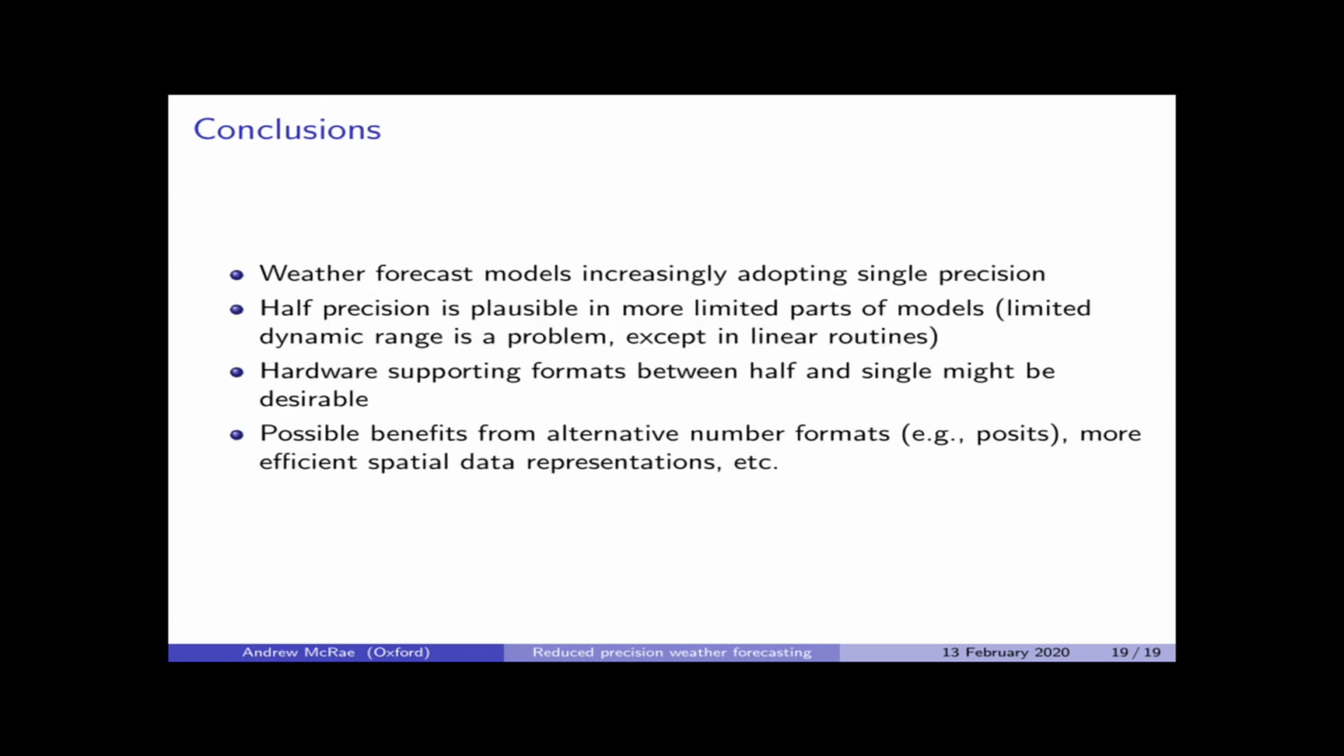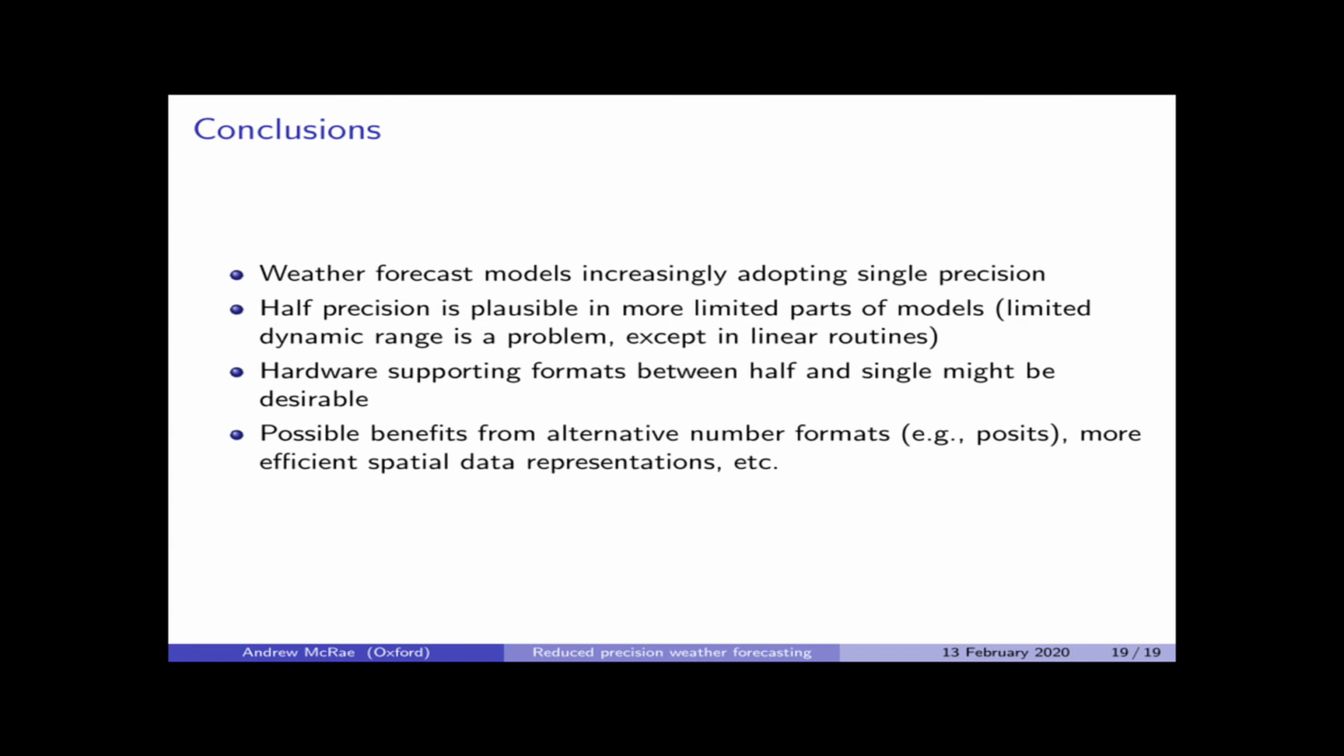Okay, so I'll wrap up here. So the conclusions: several centers are now heading towards single precision. There are several projects going on where various centers are rewriting their models, and they tend to keep the option open of switching to single precision at some point, even if they don't plan to do that straight away. We've been investigating the range between single and half precision in an academic context, and we're finding that we can go well into this range, even sometimes all the way to half precision in more limited parts of models, possibly with some fixes needed.